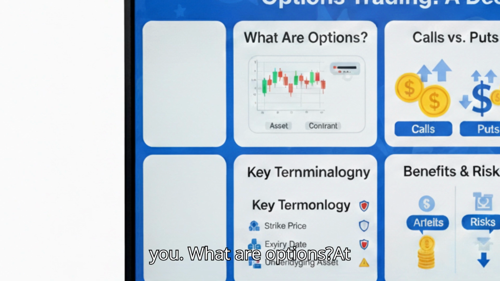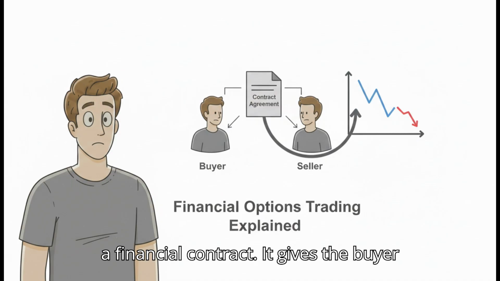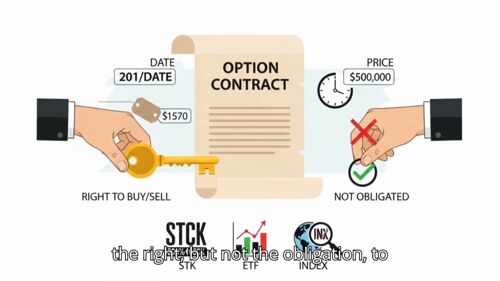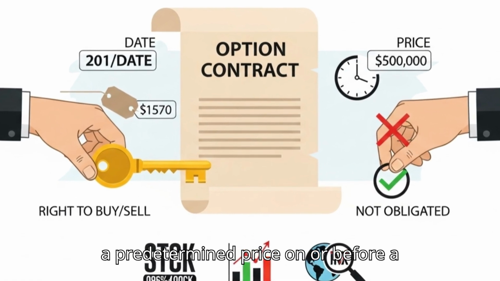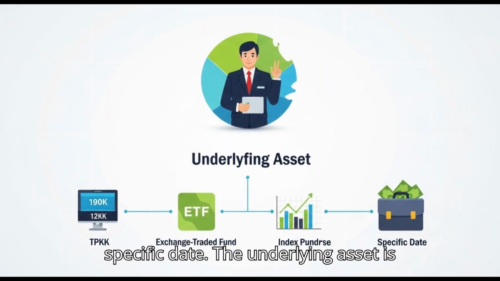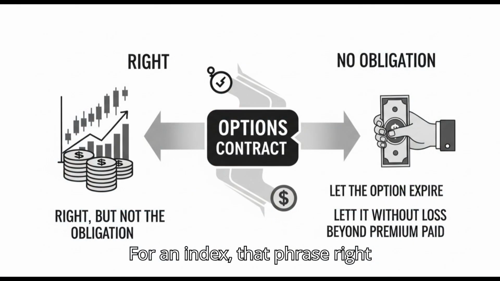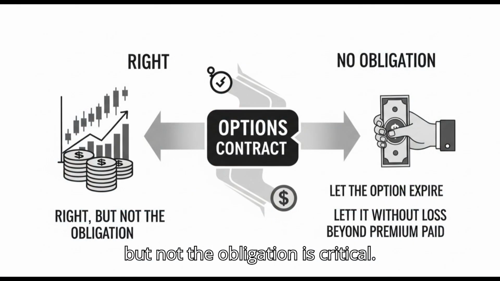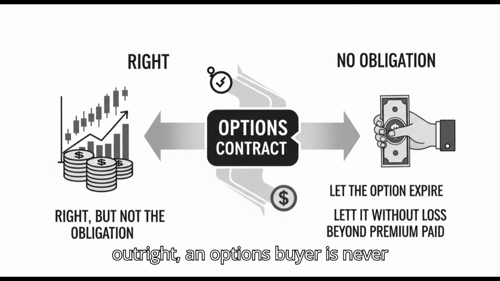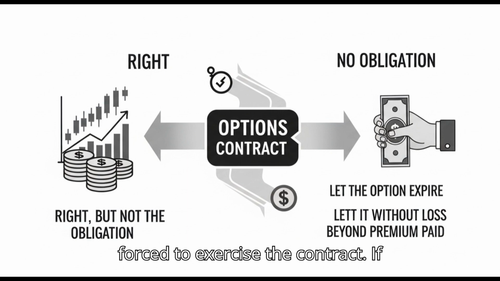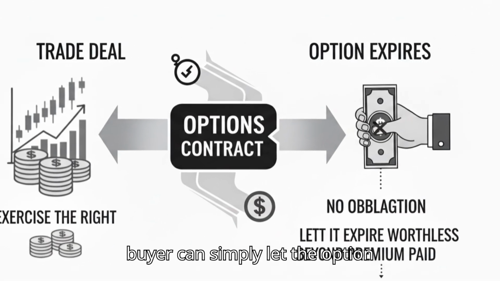What are options? At the most basic level, an option is a financial contract. It gives the buyer the right, but not the obligation, to buy or sell an underlying asset at a predetermined price on or before a specific date. The underlying asset is usually a stock, an exchange-traded fund, or an index. That phrase, right but not the obligation, is critical. Unlike futures contracts or owning shares outright, an options buyer is never forced to exercise the contract. If the trade doesn't work out, the buyer can simply let the option expire.